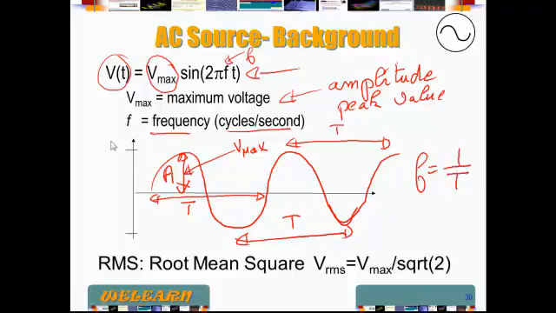By the way, I didn't write the labels for these axes, but the horizontal axis is time, and the vertical axis is voltage, if what we are looking at is a voltage. The current is going to look the same way as well. Now, what we define as root mean squared is the maximum value of the voltage over square root of 2. So VRMS, or root mean square of the voltage, is Vmax, the amplitude, over square root of 2.